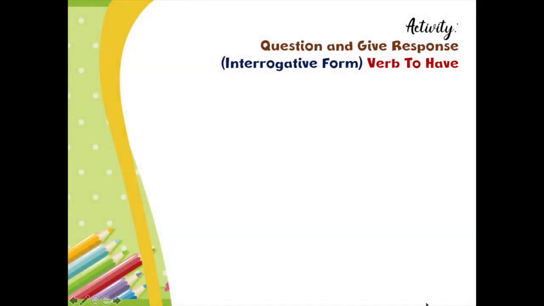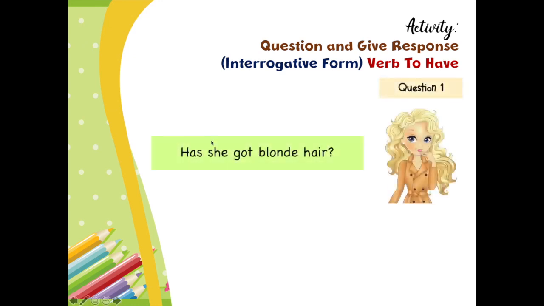Well, pupils, we have learned how to ask questions and give responses in parts 2 and 3. So this activity is to recall what we have learned about asking questions and giving responses in the interrogative form of the verb to have. Question 1. Look at the picture here, and this is the question. Has she got blonde hair?